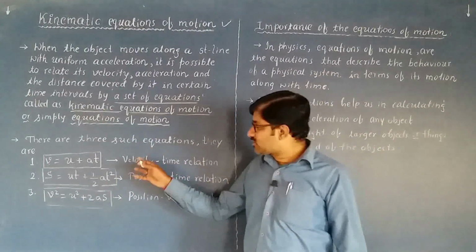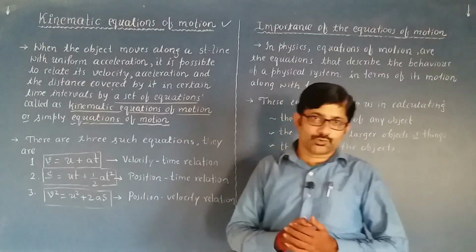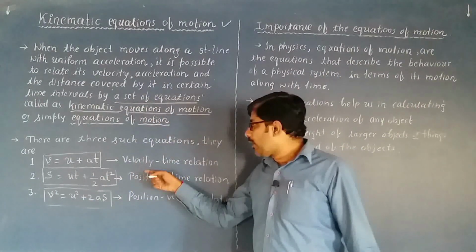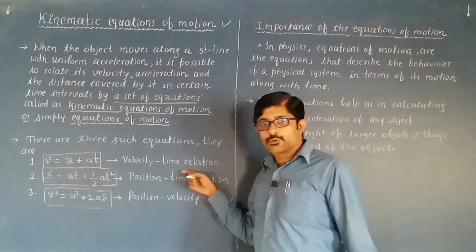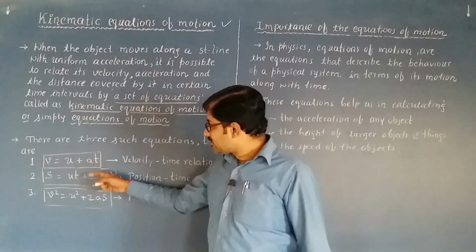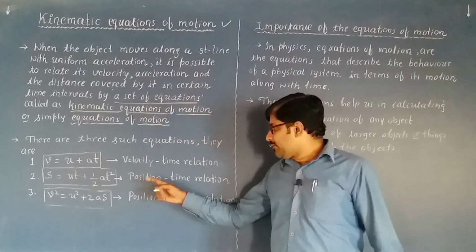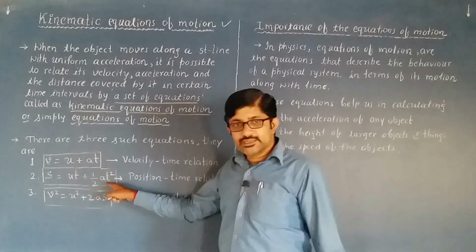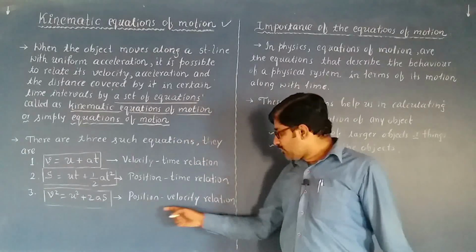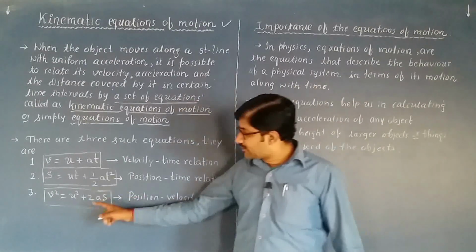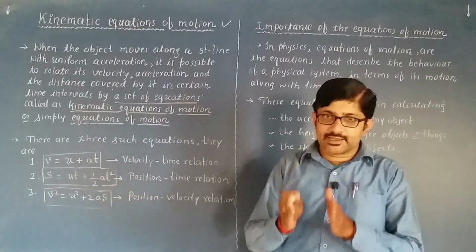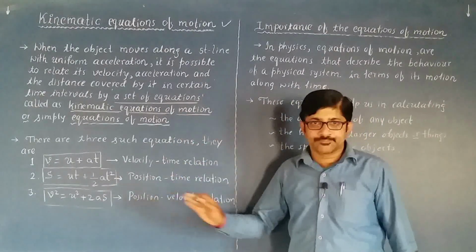So these are the three important equations of motion. The first one is taken as the velocity time relation; the equation is this. Second is the position time relation, so the equation followed by this. Then the position velocity relation, which is given by this. I hope you are getting the order right.